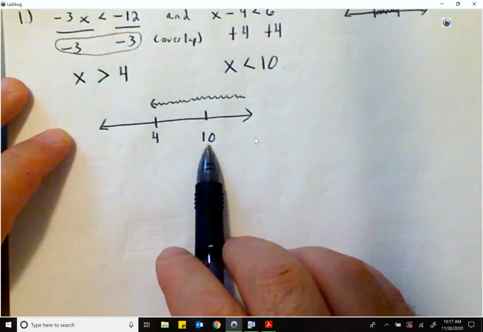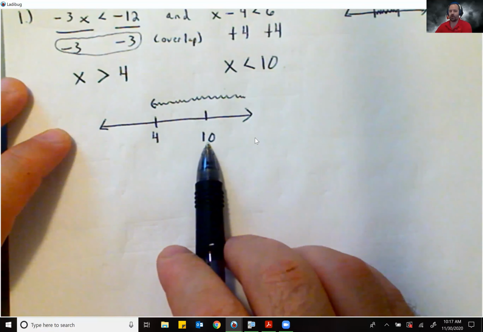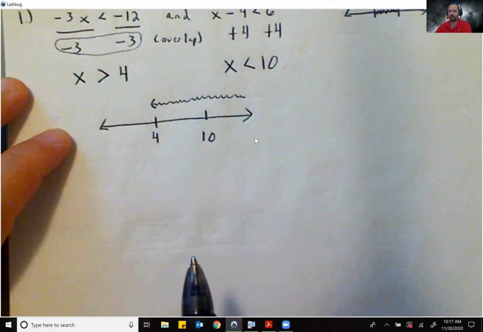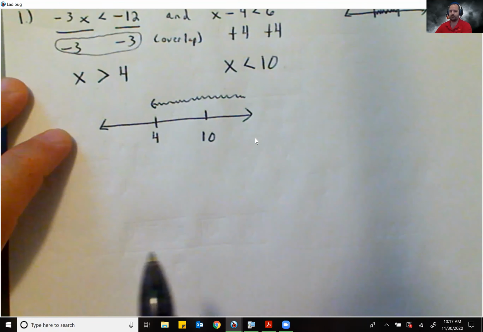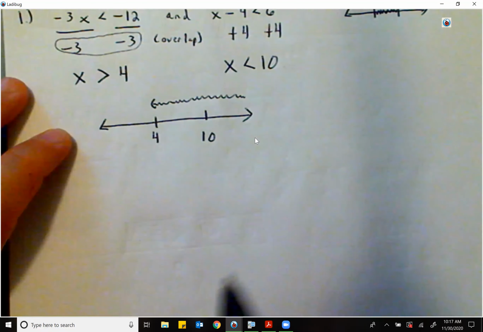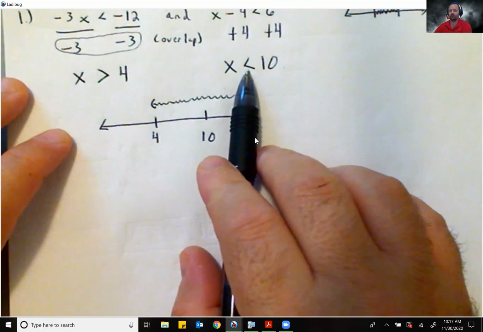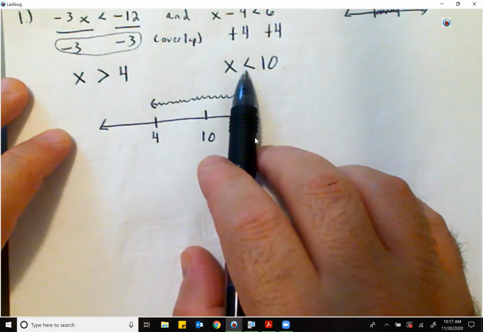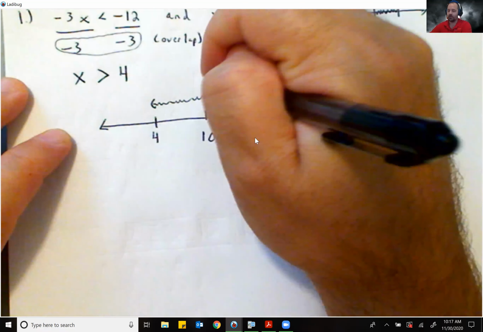Parentheses. A parenthesis, will it shade to the right or to the left? Which direction? Which way is the arrow pointing? Oh, it's to the left. To the left. So it looks like this.